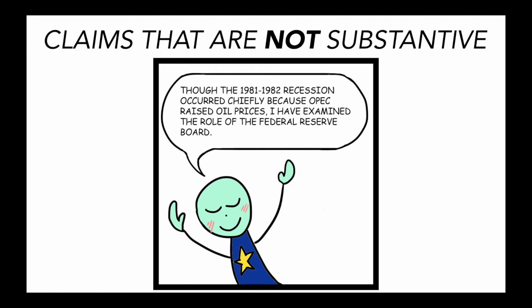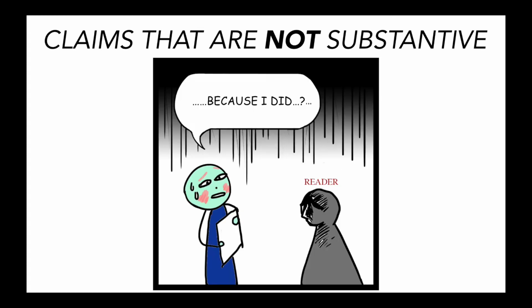For example, let's look at a claim like this that says, "Though the 1981 to 1982 recession occurred because OPEC raised oil prices, I have examined the role of the Federal Reserve Board." After reading this claim, readers would only be thinking, so? The claim offers no answer. The claim only tells readers about what the writer has done, but nothing about the role of the Federal Reserve Board.